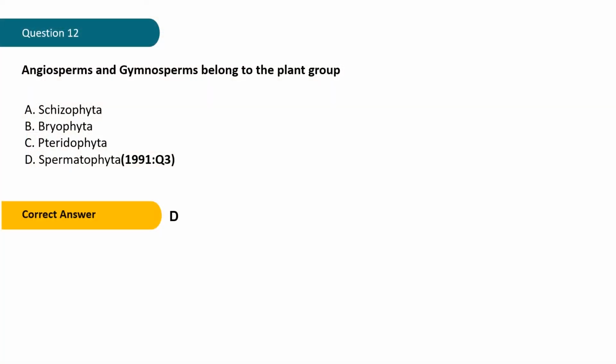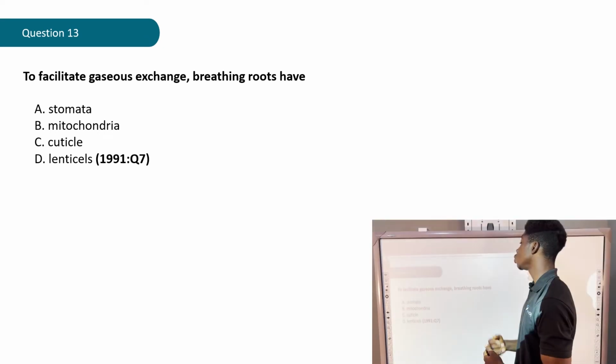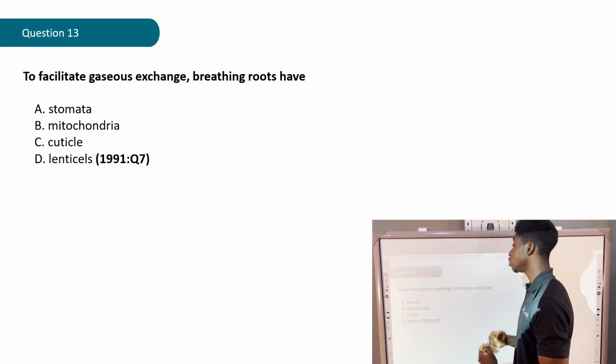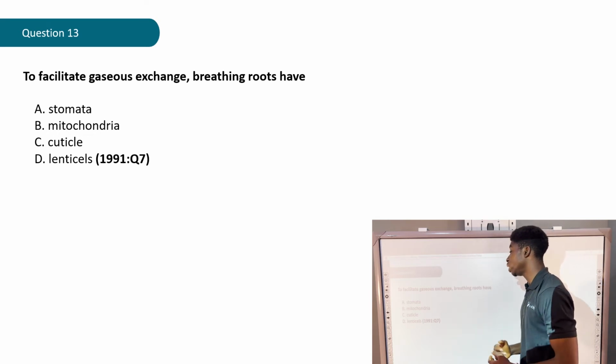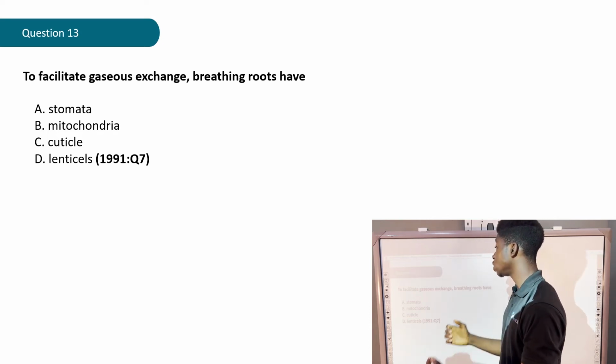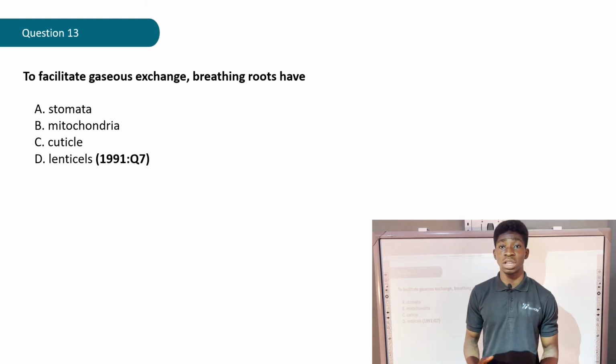Question 13. To facilitate gaseous exchange, breathing roots have A. Stomata, B. Mitochondria, C. Cuticle, D. Lenticels. That is got from the year 1991, question 7. Why not give that a try? Try to attempt the question.